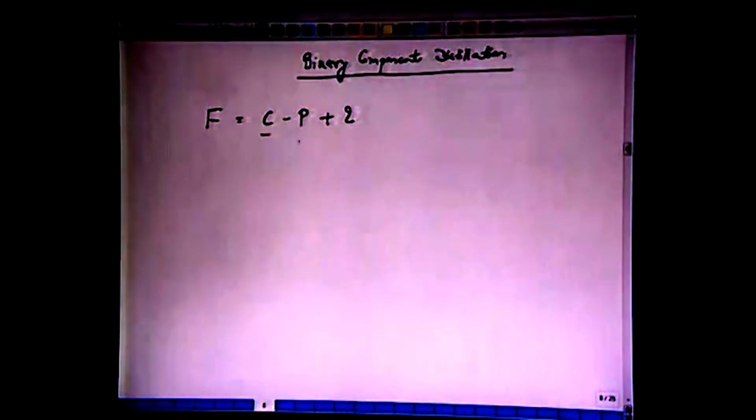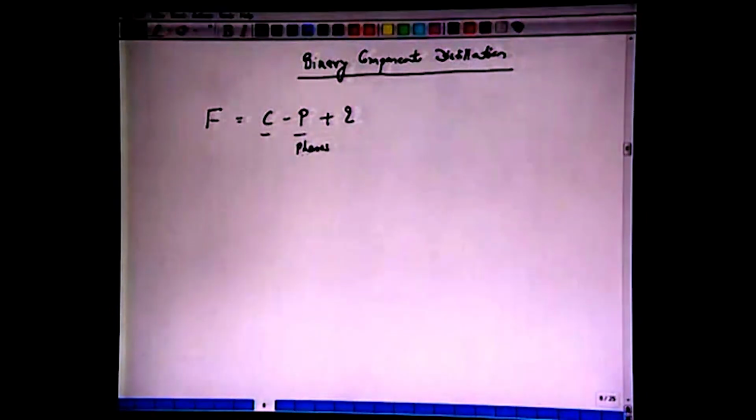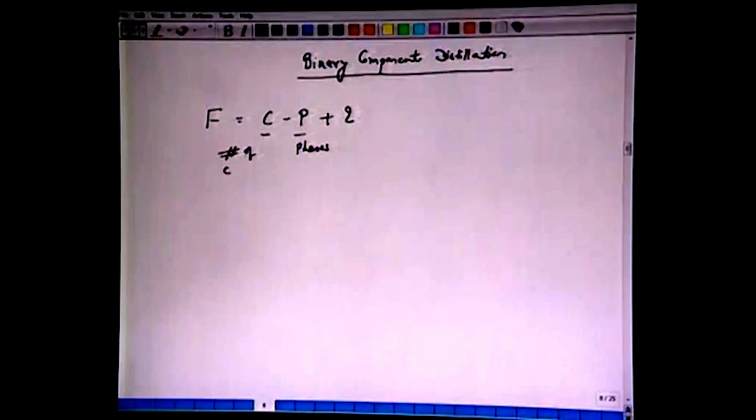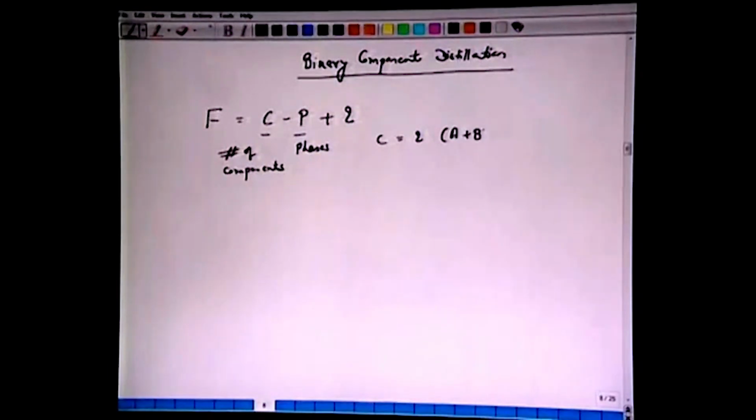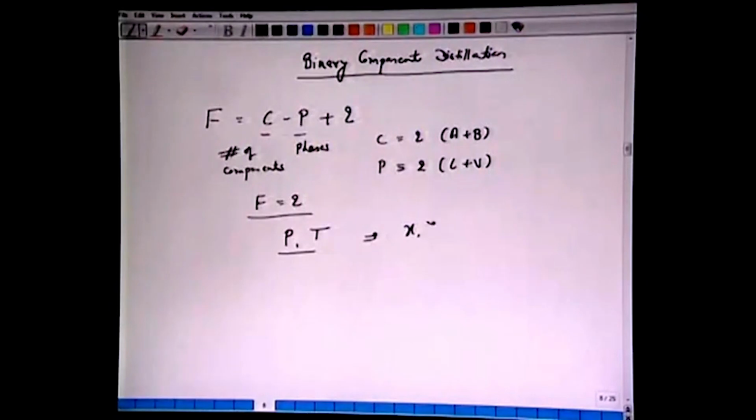C is the number of components, P is the number of phases. So in our case we have C equal to 2, two components A and B. Phases we have 2, liquid and vapor, which means degree of freedom is 2. All it means is, if you fix pressure and temperature, then X and Y, the mole fraction of A in the vapor phase and in the liquid phase, are fixed.